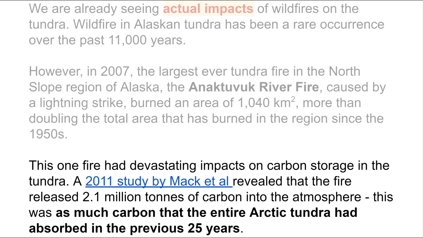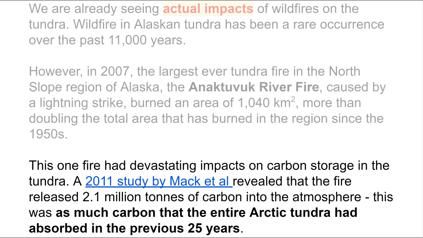It had a devastating impact on carbon storage. This was one academic study in 2011 by Mack et al. It revealed that the fire released 2.1 million tons of carbon into the atmosphere. Now that does sound like a big number because I've got the word million in there, but let me give you a real sense of just how big it is. This was as much carbon as the entire Arctic tundra had absorbed in the previous 25 years.